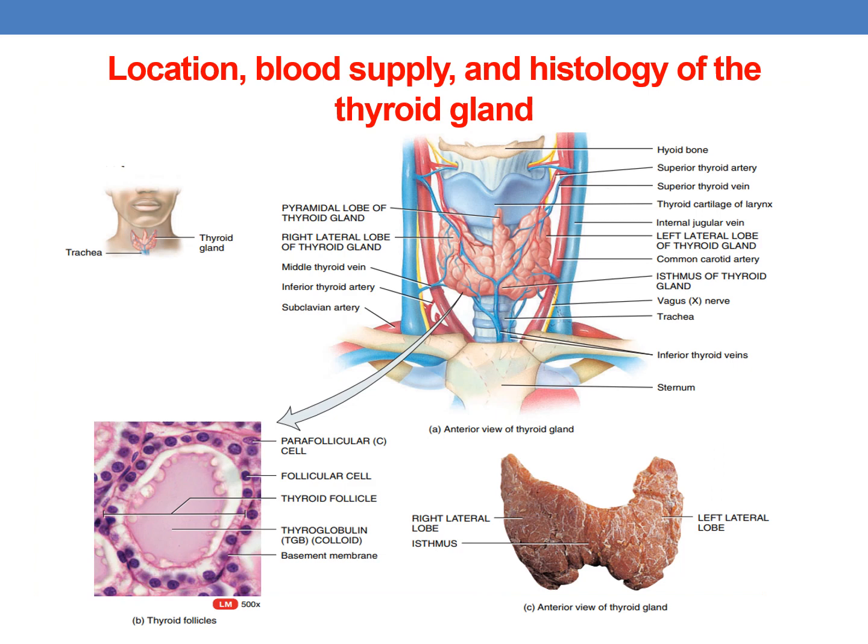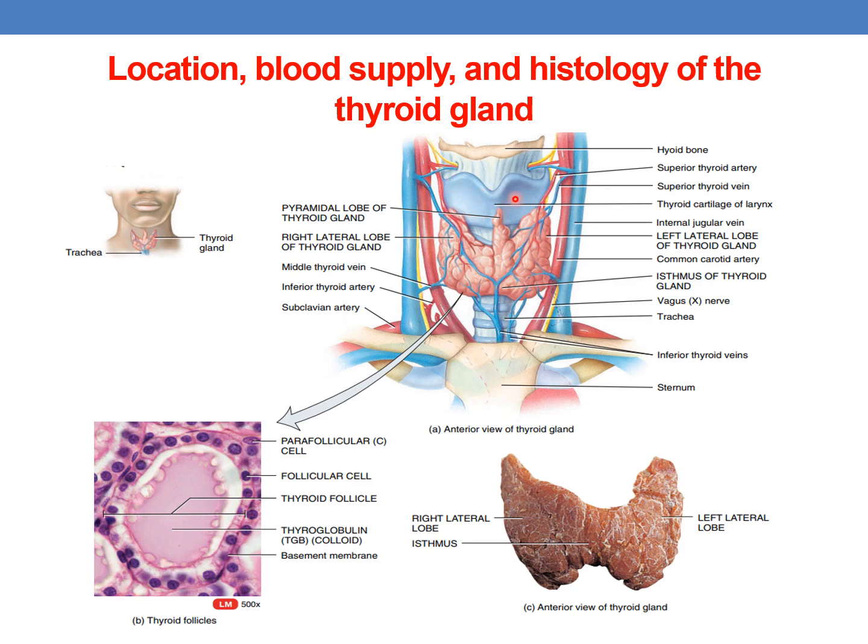Now here you can see the schematic representation of thyroid gland. The pink colored one is the thyroid gland. It has right lateral lobe and left lateral lobe, and this is the isthmus. And here you can see the blood supply and the nerve supply also for the thyroid gland. This one is the hyoid bone. The red color one is the superior thyroid artery, and the blue color one is the superior thyroid vein.